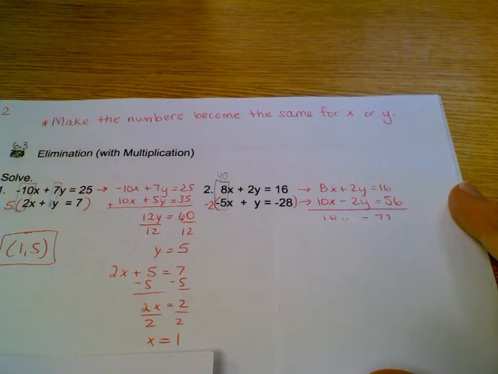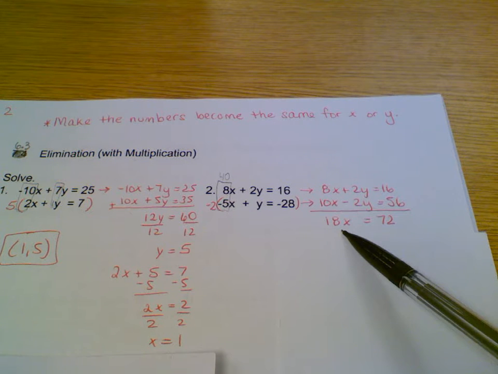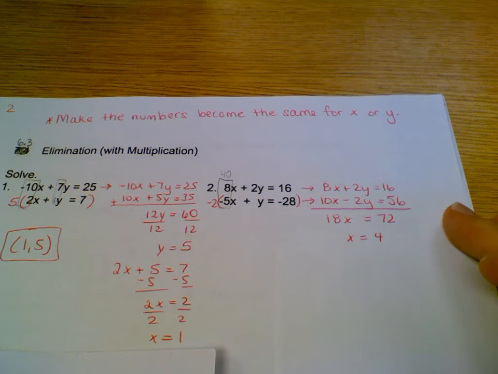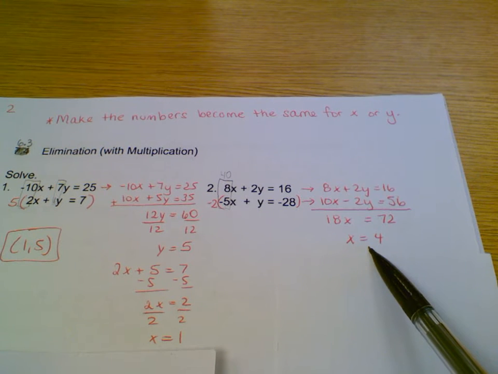Okay, since they eliminate, I'm going to go ahead and combine like terms. So I'm going to add my x's and get 18x, add my constants and get 72. Now I'm going to divide by 18 and I would get x equaling 4.